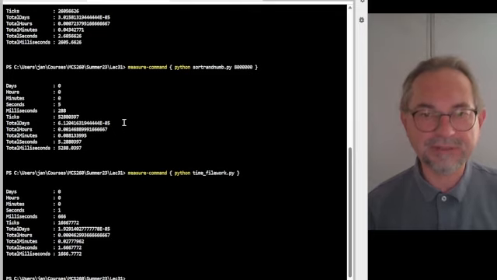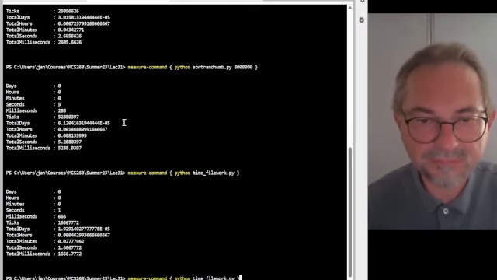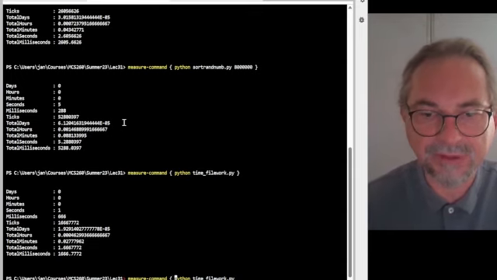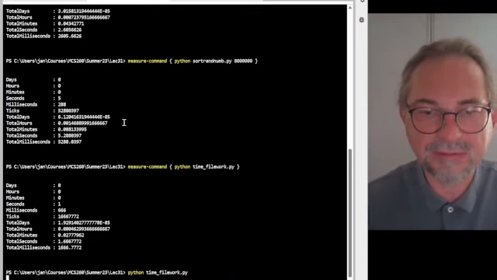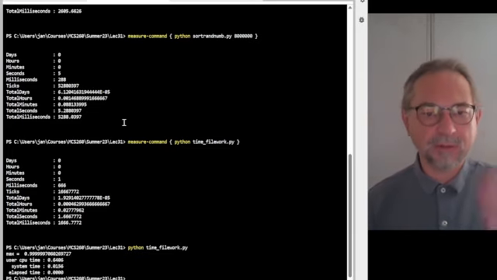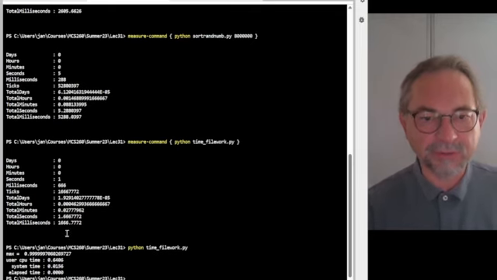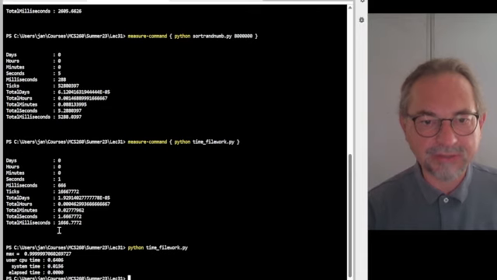So here is the measure command. And let me rerun the script now at the command prompt. So here you see the user CPU time is 600 milliseconds. So you can see that the elapsed time should not have been 0, but what was reported here, the total milliseconds, is 1 second and 600.